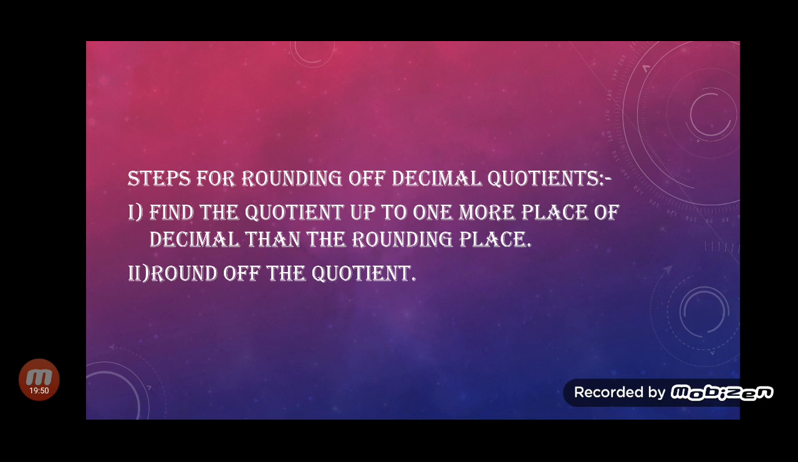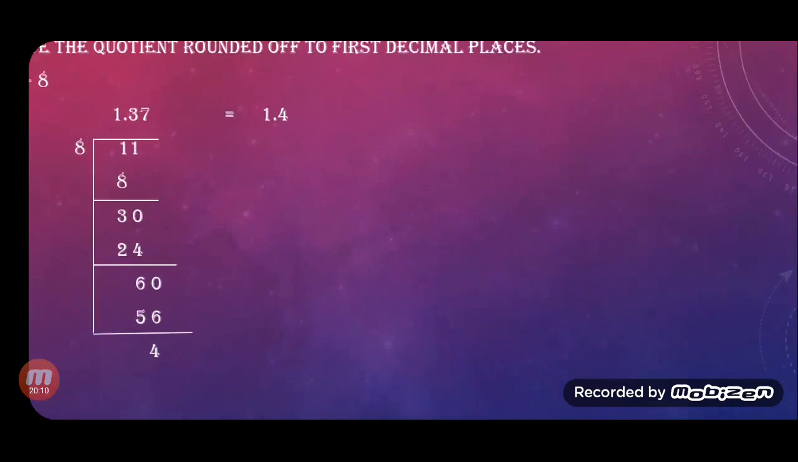And then afterwards you round off the quotient. Once again, steps for rounding of decimal quotients. Find the quotient up to one more place of the decimal than the rounding place. Round off the quotient. Let's have a look at examples.